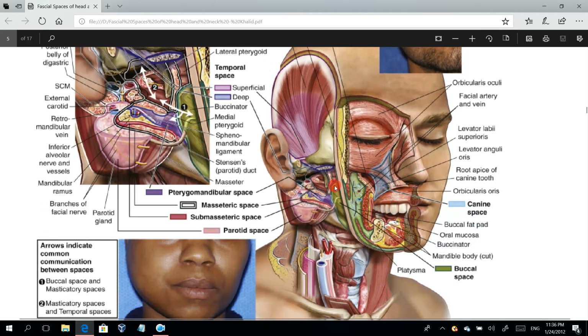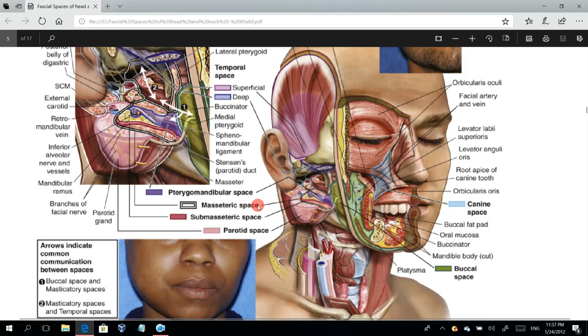This is this green color. This is the buccal space. This is the buccal space related to the buccinator muscle. And of course, here we have the parotid space. This is a secondary space, of course, mentioned in the secondary spaces. This is the parotid space. And we have the submasseteric space below the masseter muscle. This is the masseter muscle, below the masseter muscle.